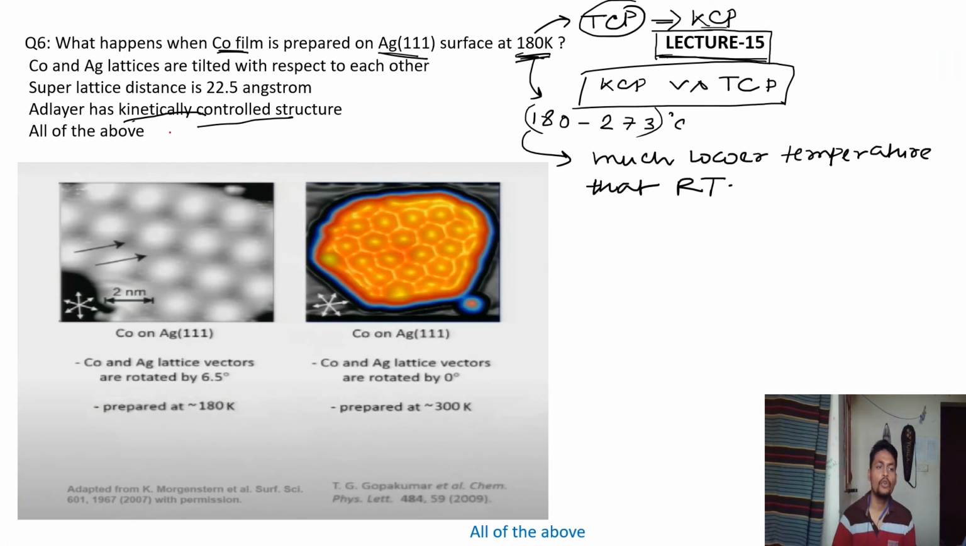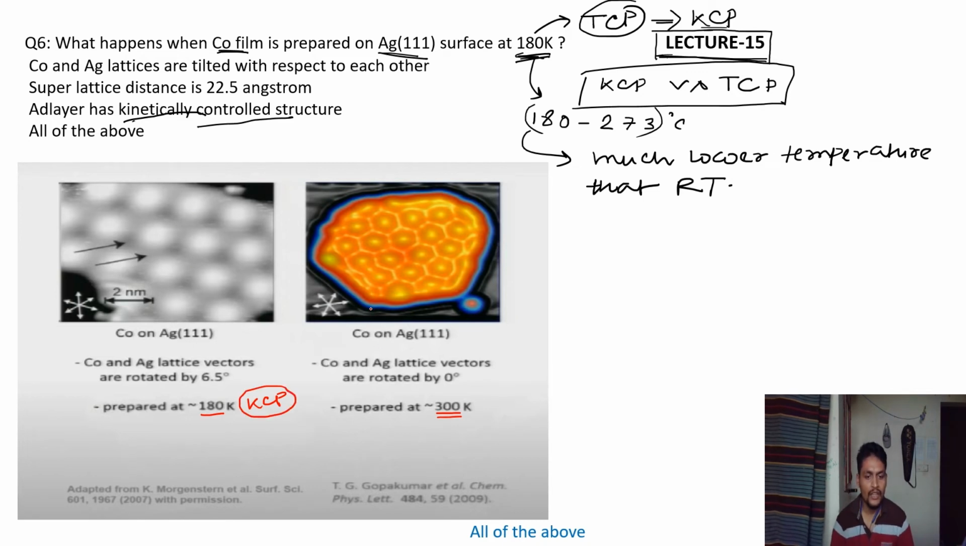So obviously at low temperature it is going to be kinetically controlled. And what is there? These are the two things: one is at 180 Kelvin and one is at 300 Kelvin. So obviously 180 Kelvin is going to be the KCP, that is the kinetically controlled product.